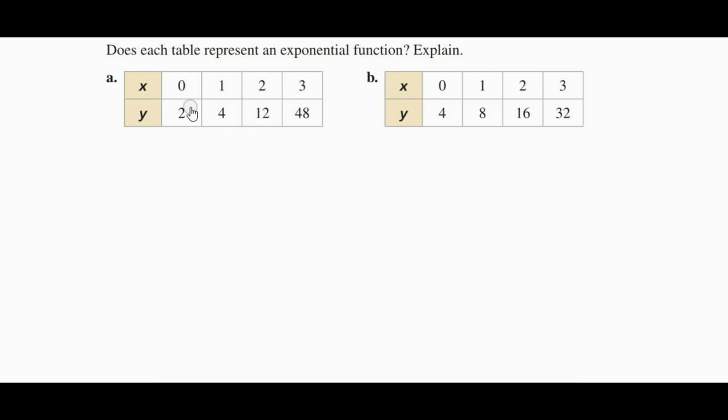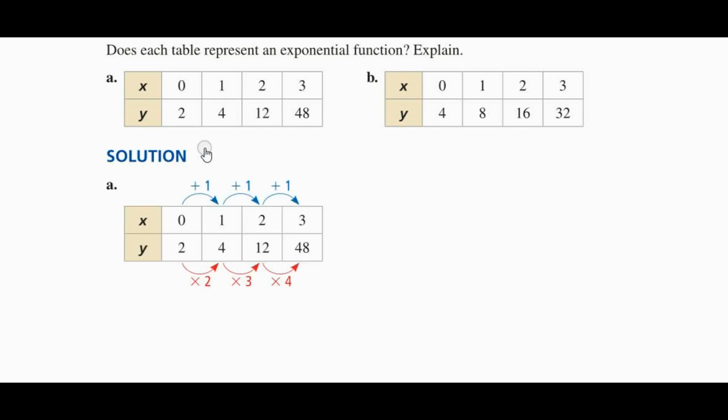We don't. And so that's a problem if we want to say that this is an exponential function. As we look at this, we see that as we add 1 to our x value, the first term is multiplied by 2, the second term is multiplied by 3, the third term is multiplied by 4.